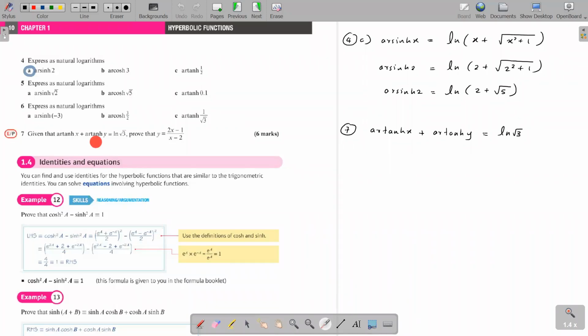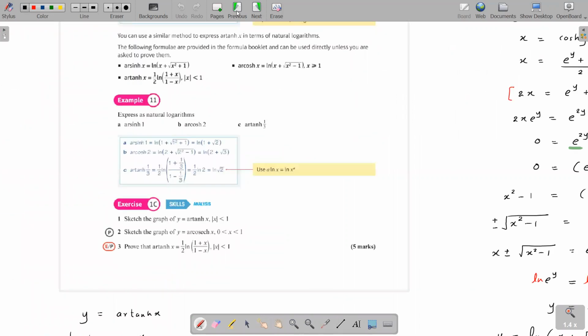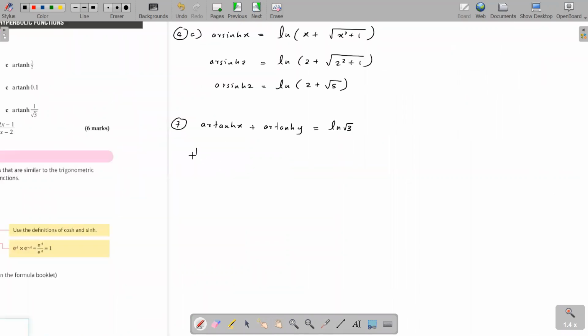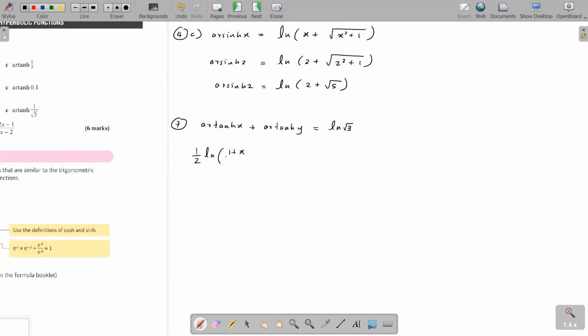All right, guys. So we'll do question number 7, right? I think the other questions are easy. Here they say, given that r tangent x plus r tangent y equals natural log of root 3, prove that y equals (x minus 1) over (x minus 2). So you can directly use the results that you proved for r tangent x. So that's half natural log of (1 plus x) over (1 minus x), plus half natural log of, r tangent y will be, (1 plus y) over (1 minus y), equals log of root 3. Right, guys?